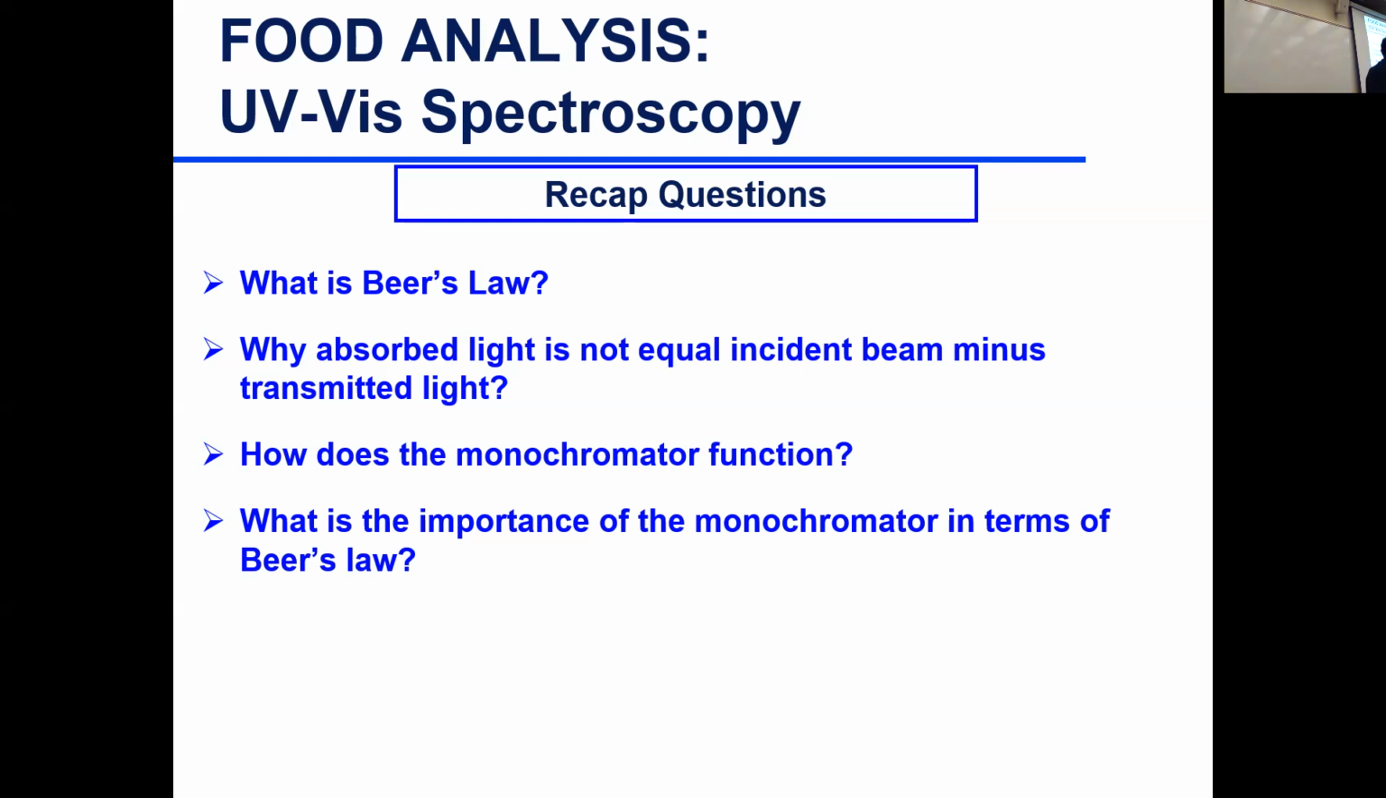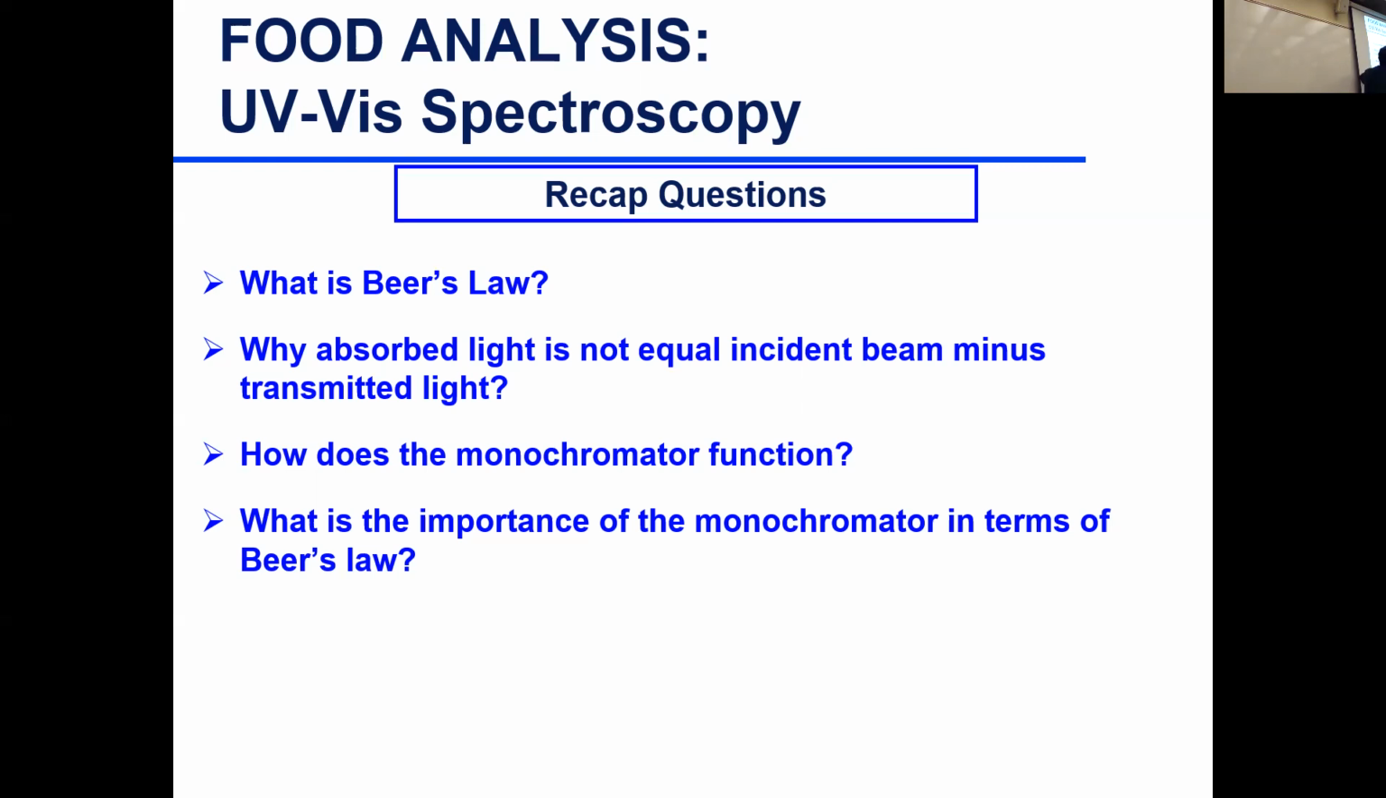How does the monochromator function, Caitlin? Basically, it bounces light and then a prism separates the different wavelengths. A specific gap lets a particular wavelength of interest through. Yes, absolutely. That's a perfect answer. Great. Perfect and complete. I don't need to add anything.